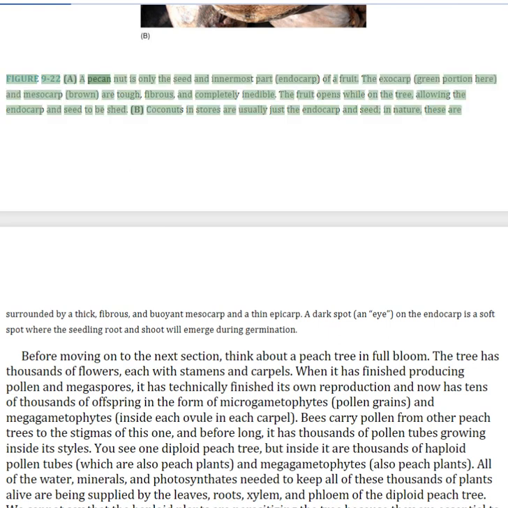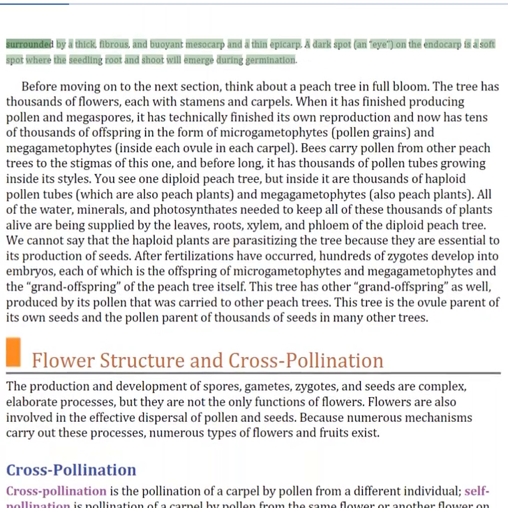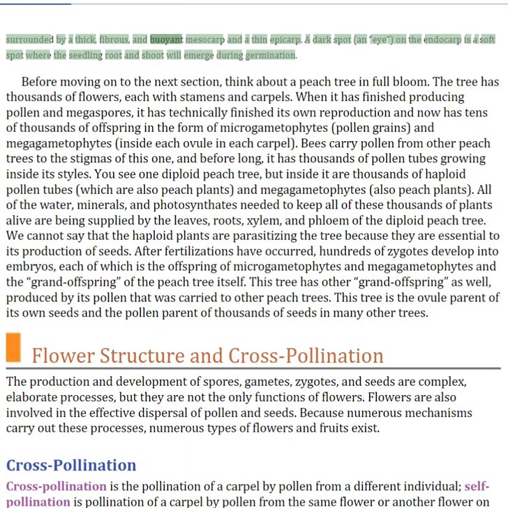Figure 9.22. A pecan nut is only the seed and innermost part of a fruit. The exocarp and mesocarp are tough, fibrous, and completely inedible. The fruit opens while on the tree, allowing the endocarp and seed to be shed. Coconuts in stores are usually just the endocarp and seed. In nature, these are surrounded by a thick, fibrous, and buoyant mesocarp and a thin epicarp. A dark spot on the endocarp is a soft spot where the seedling root and shoot will emerge during germination.